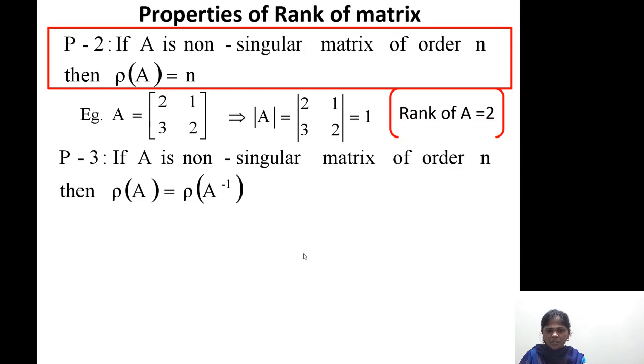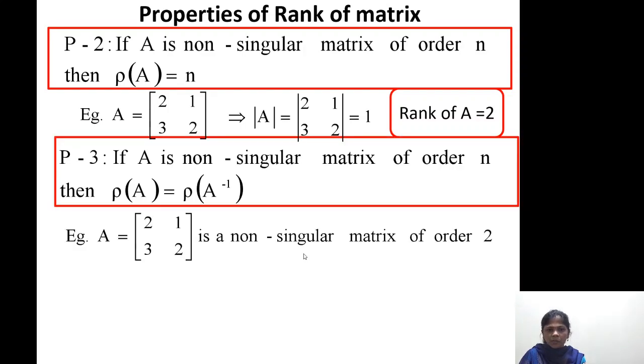which we can verify by the set of operations. Let us have the next property: if A is a non-singular matrix of order n, then the rank of A and its inverse are the same. So again we will consider the previous example. A is a non-singular matrix of order 2, hence the rank is 2.